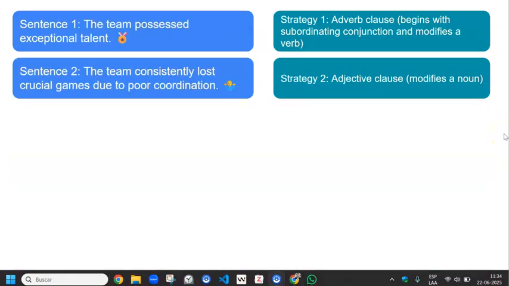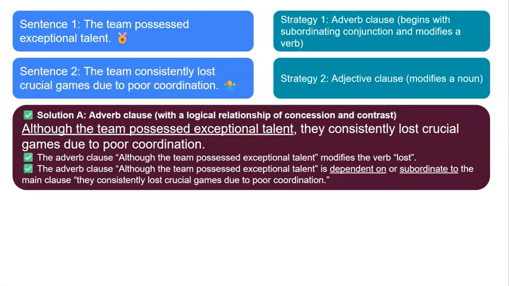In our second pair of sentences, we have sentence number 1, the team possessed exceptional talent, and sentence number 2, the team consistently lost crucial games due to poor coordination. Remember that we will use an adverb clause and an adjective clause. Let's begin with solution A. Solution A, adverb clause with a logical relationship of concession and contrast. Combined sentence. Although the team possessed exceptional talent, they consistently lost crucial games due to poor coordination.